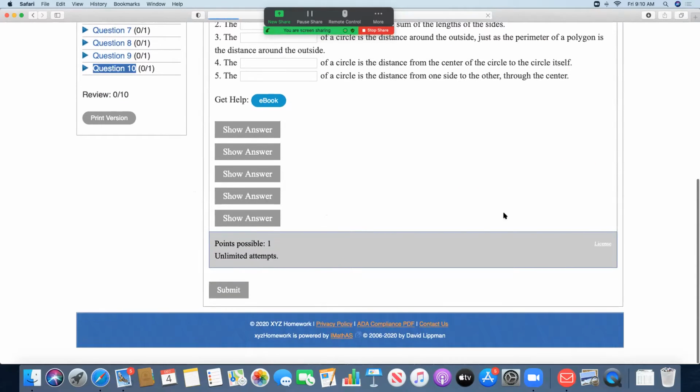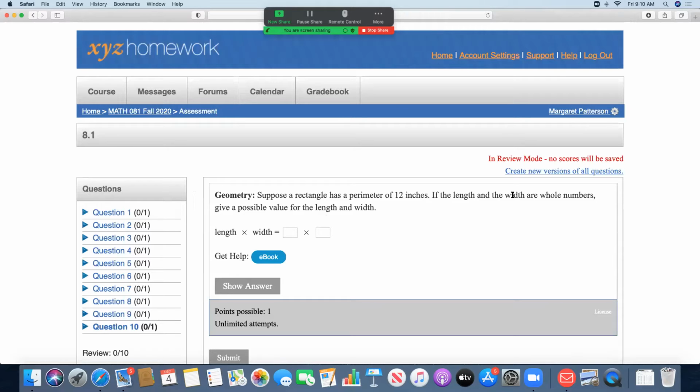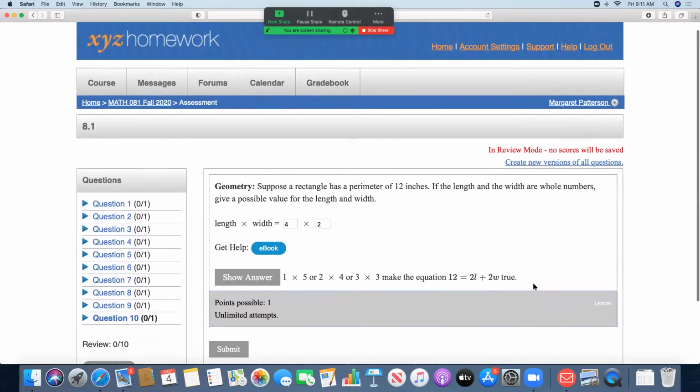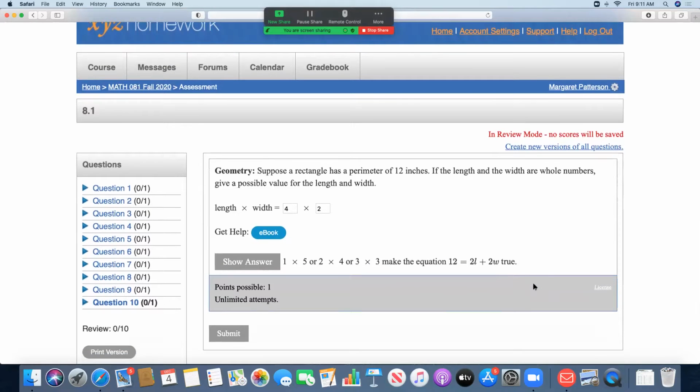I'm going to look at this question. This was the one. Suppose a rectangle has a perimeter of 12 inches. If the length and width are whole numbers, give some possible answers. So we were discussing this, and one answer would be 4, and the other would be 2. And 4 and 2 is 6. And then double that, because you have 2 sides on either way, opposite. That should do it. And those are the answers.